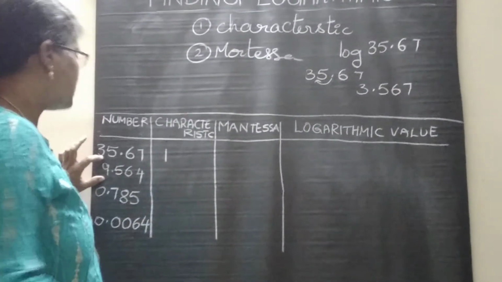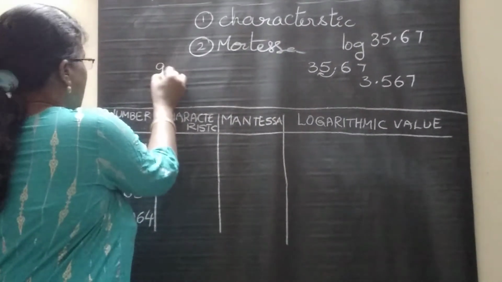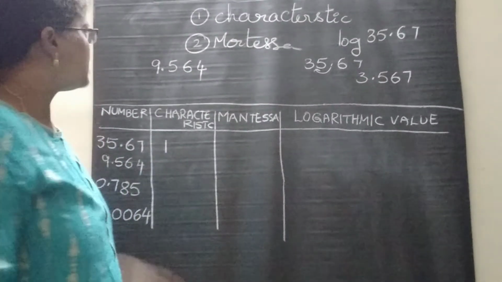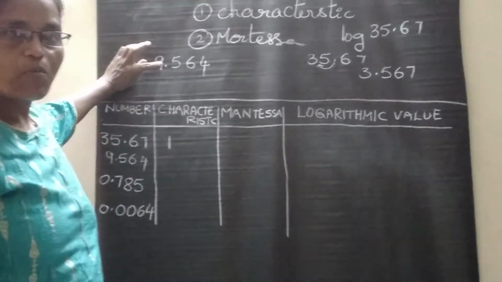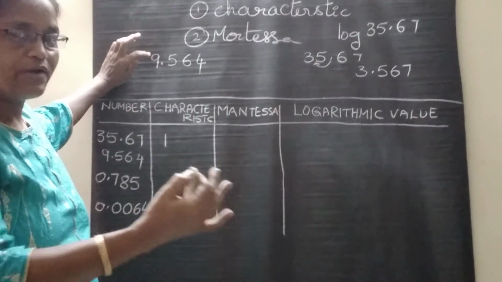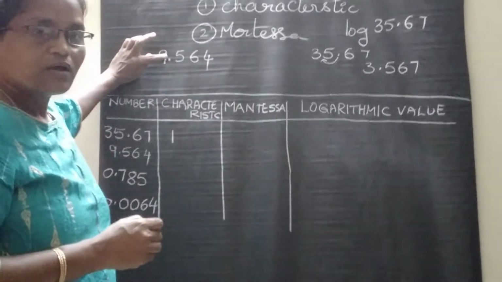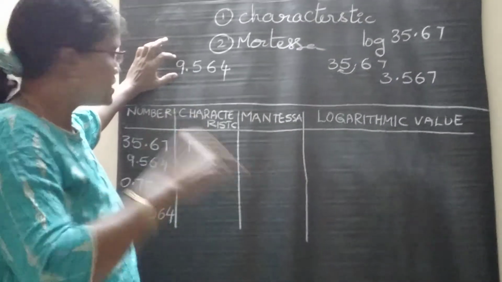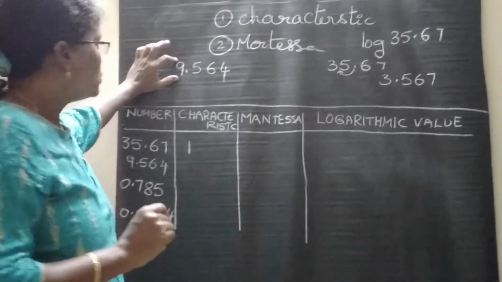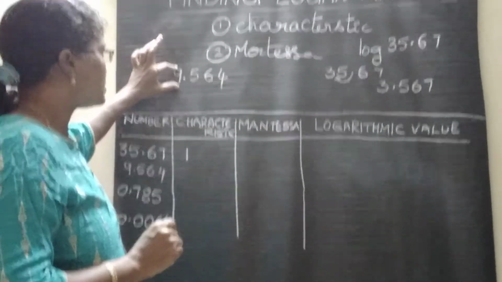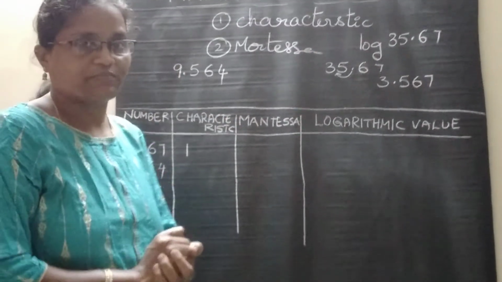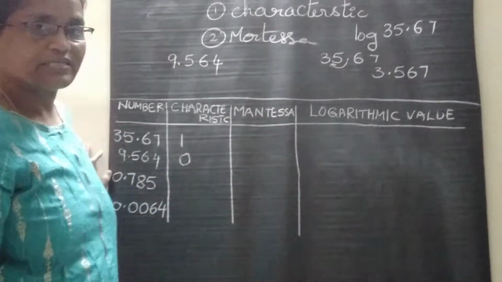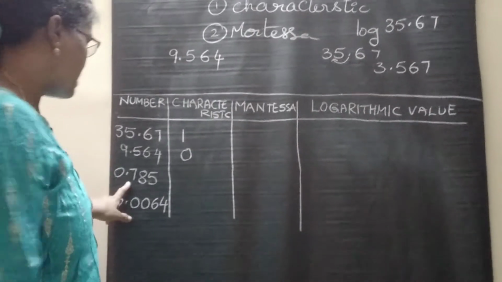Now the second one, 9.564. See here, the decimal point is already after one digit. That means you need not convert it to scientific notation. It is already in scientific notation. So we didn't move the decimal point, which means the characteristic is 0.